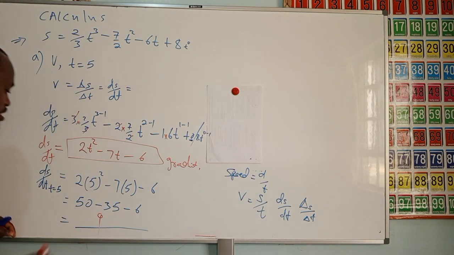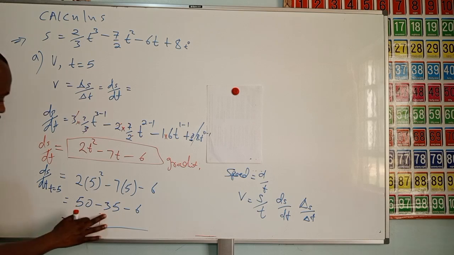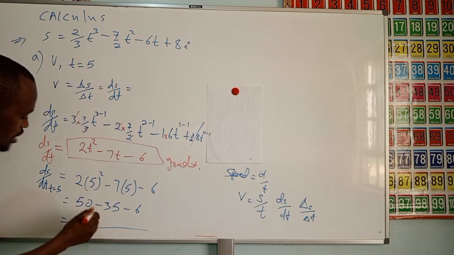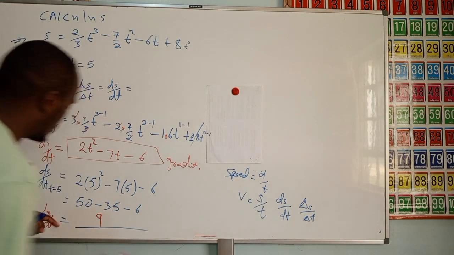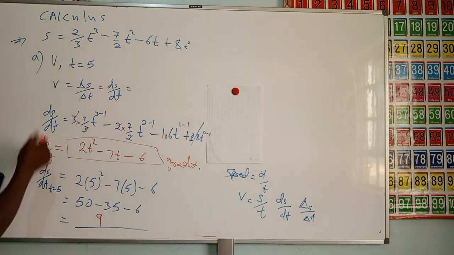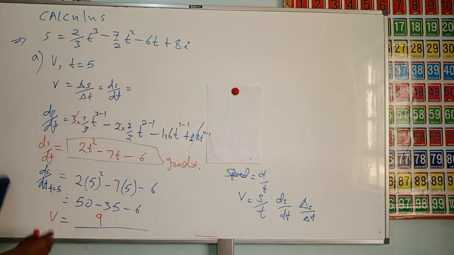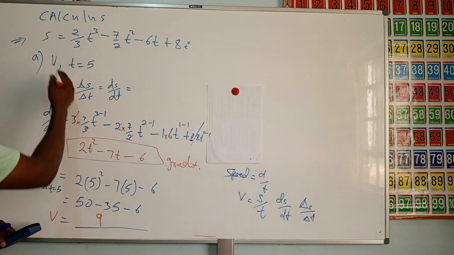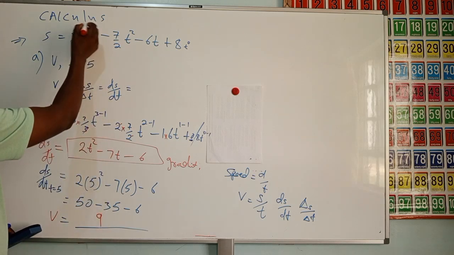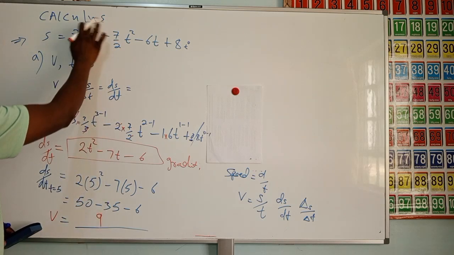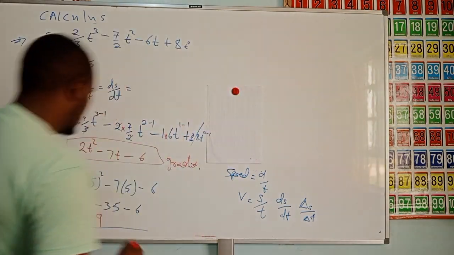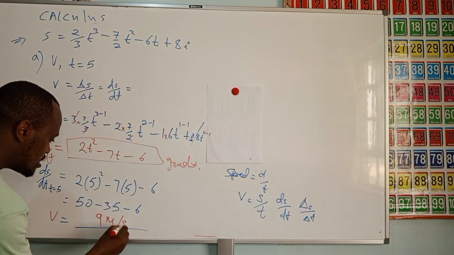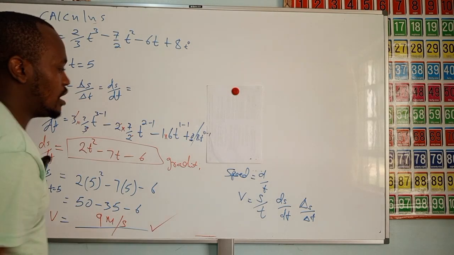So it is 9. 9 what? The gradient has no units, it's 9. ds over dt is the velocity. So velocity is given as 9 meters per second. Remember, s was in meters, the displacement s meters. So this one is meters per second. And this is your answer for part a.